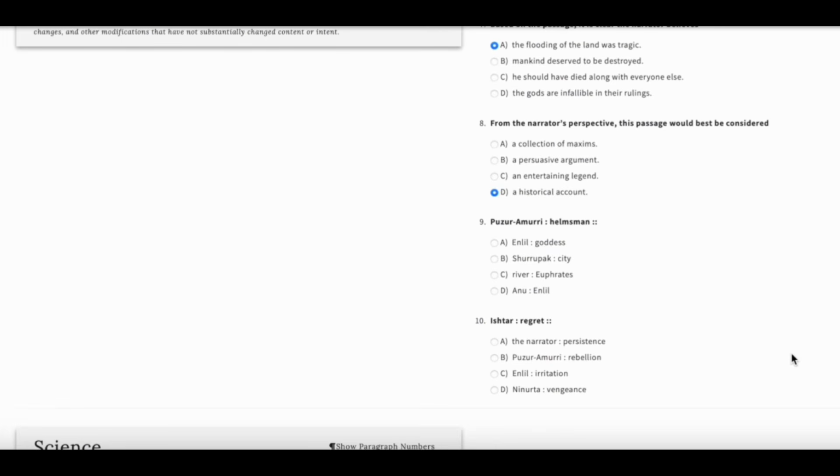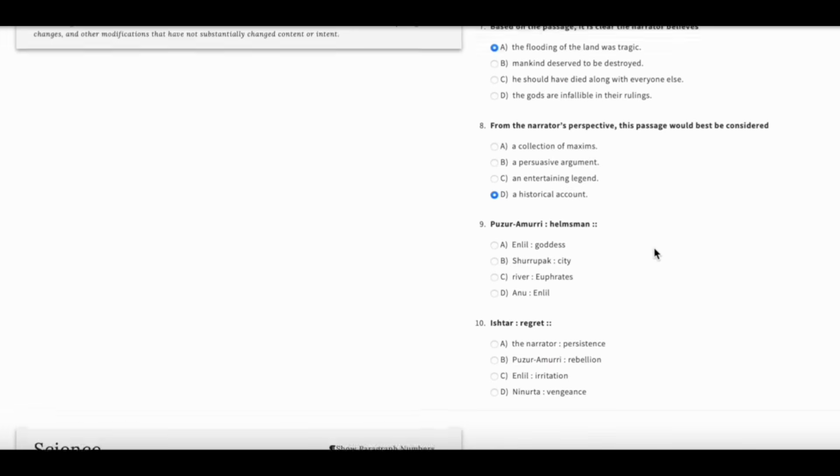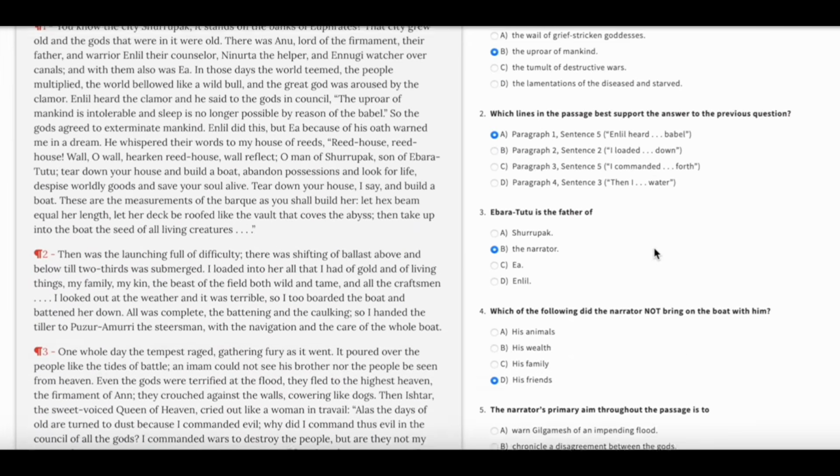Okay. So I would read this. I'll start with the first one, right? You would read this as Pazur Amuri is to helmsman as something else. This is something else. Okay. That's how you read it. Pazur Amuri is to the helmsman as something else. So first of all, we got to identify who Pazur Amuri is. Who is Pazur Amuri? Do you have any idea?